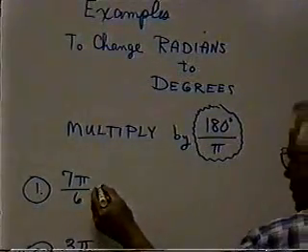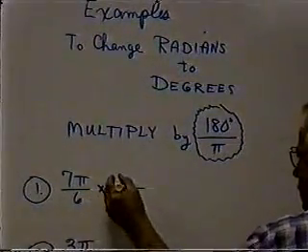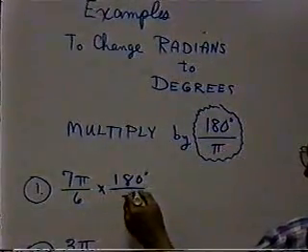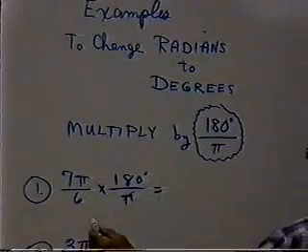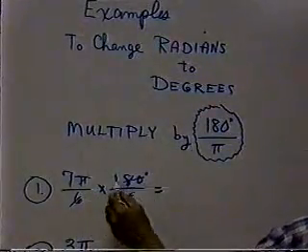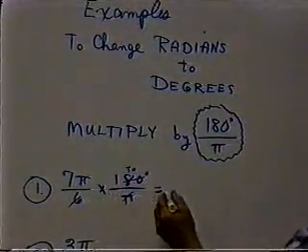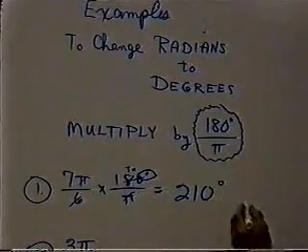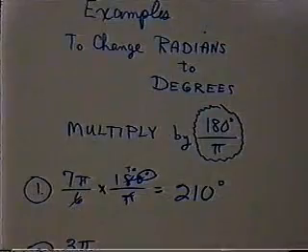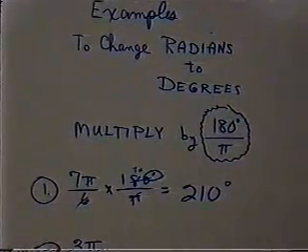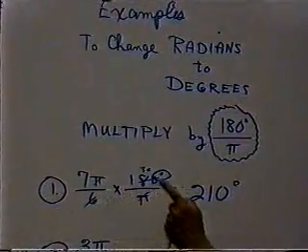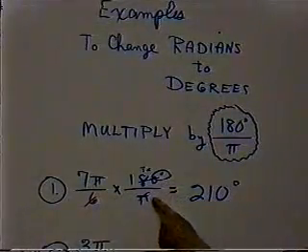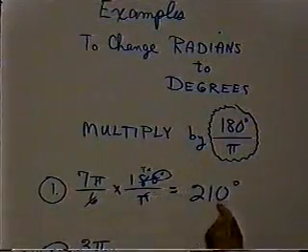So if I want to change that to degrees, then I multiply by 180 degrees over pi. Well, those drop out. 6 will go into this 30, and 30 times 7 is 210. Look at that symbol right there, degrees. So if we want to change from radians to degrees, we multiply by degrees over radians. All right, so our answer is in degrees.